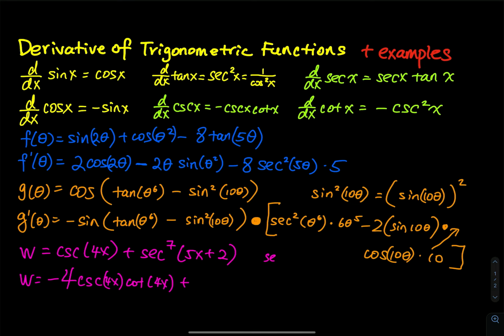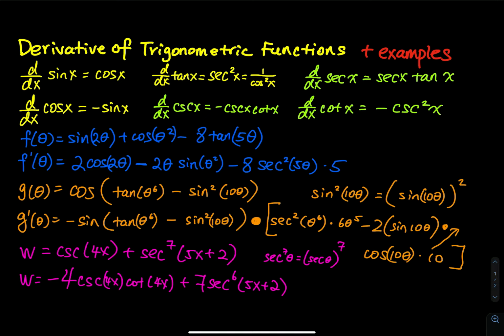Because let's say you have secant to the 7th power, so that is equal to secant theta, and you raise the whole thing to the 7th power. So you have to bring the 7th power down first. So we bring the 7th power down first, and then secant, so now it's a 6th power, and then you have a 5x plus 2.